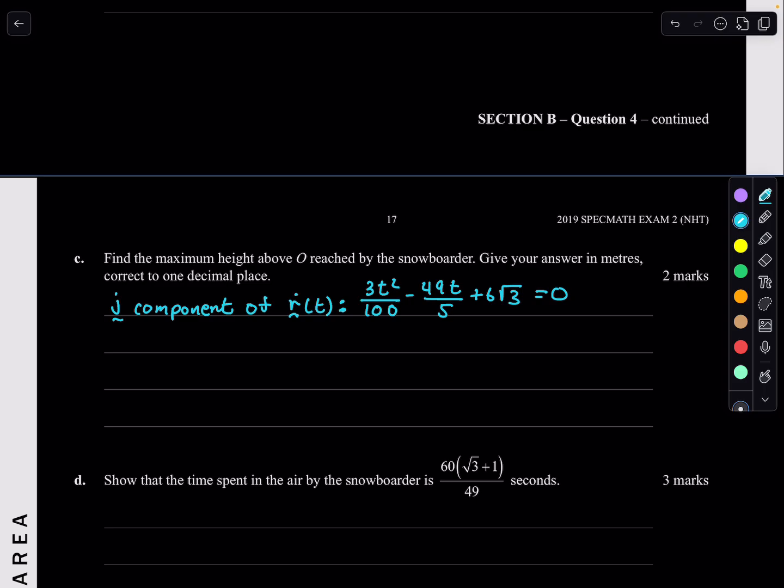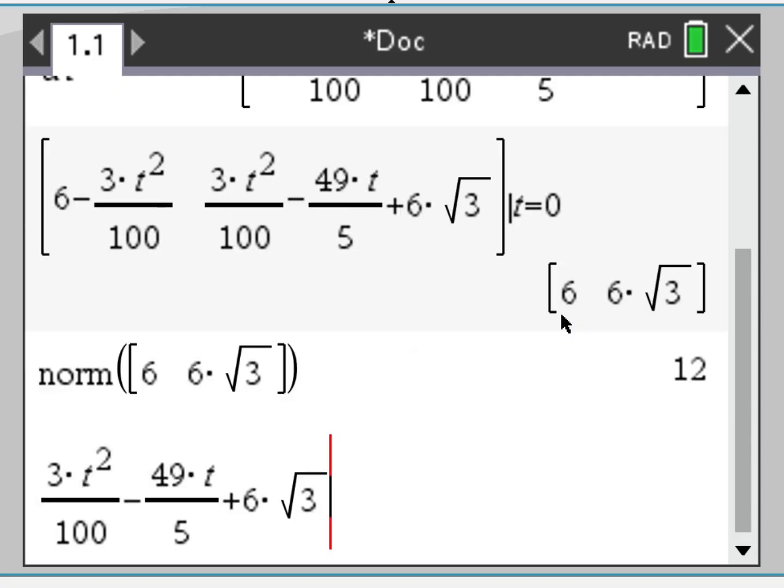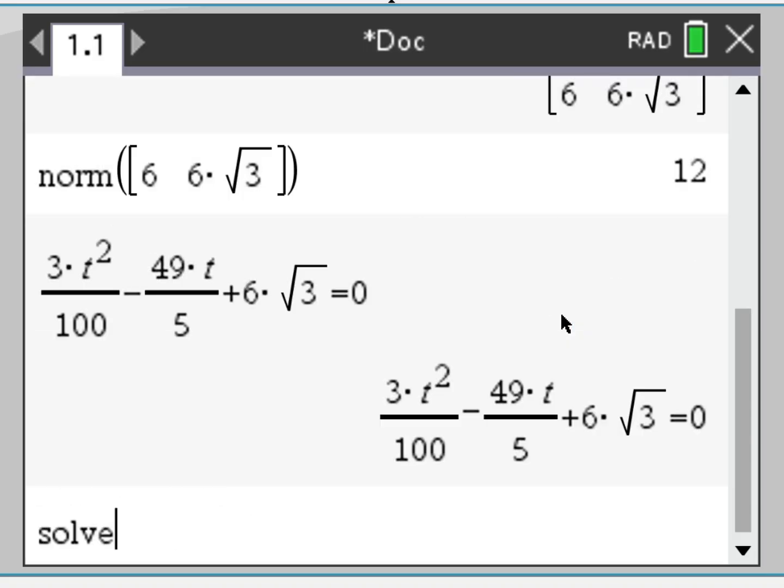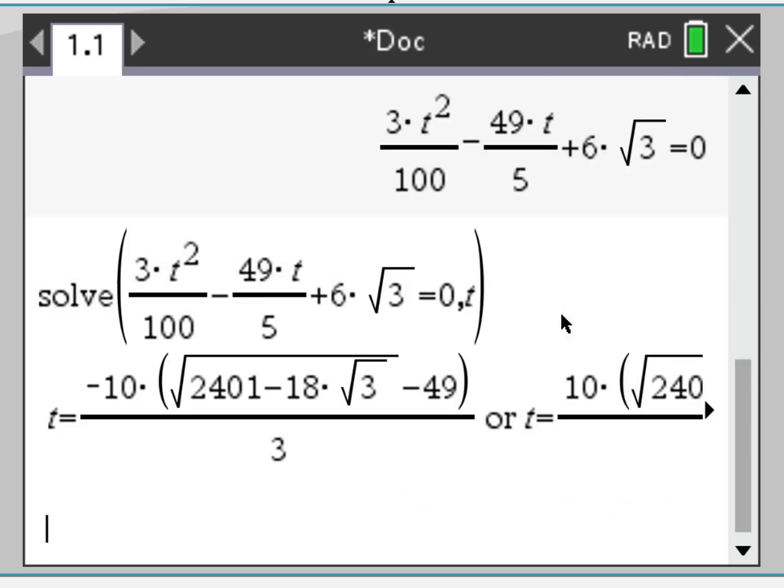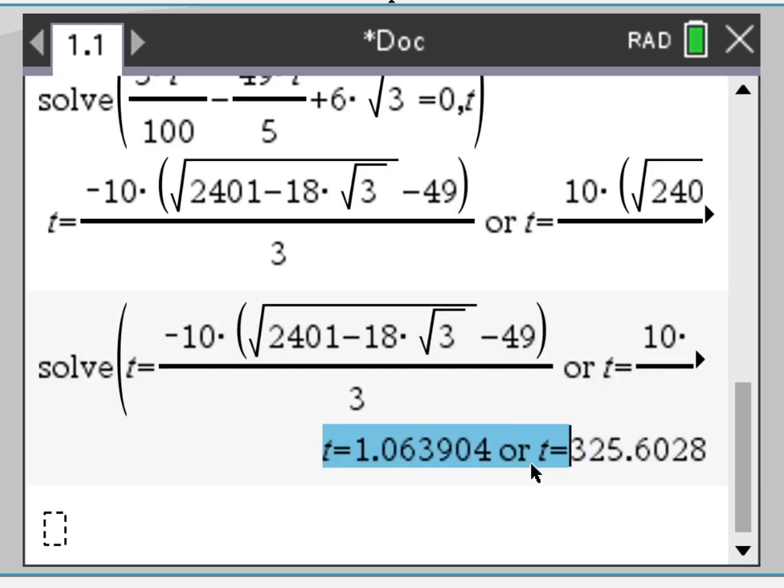So using this, let's go to our CAS and take this equals 0. I'm going to solve, answer, comma t, and control enter, and we get 2 t values. Now I don't know which one it is. These are both possible because t is greater than or equal to 0. Remember, we want the maximum height.